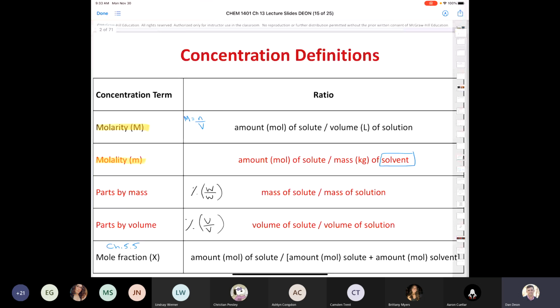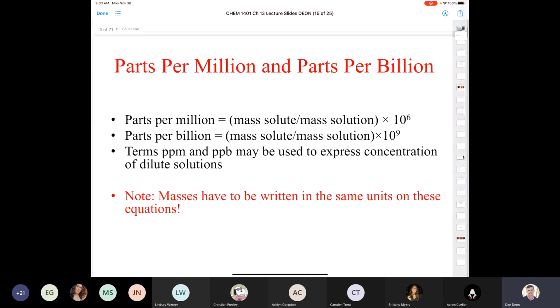And before we get into some problems, let's look at a couple more definitions of concentration terms: parts per million and parts per billion. If you drink bottled water, maybe you've looked at the label and wondered, shouldn't bottled water be mostly water? Yes, it is, but there are tiny amounts of minerals in there, like magnesium or calcium. The concentration of those ions is so low that they are reported in parts per million or parts per billion.